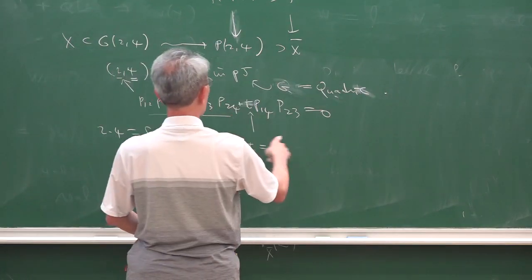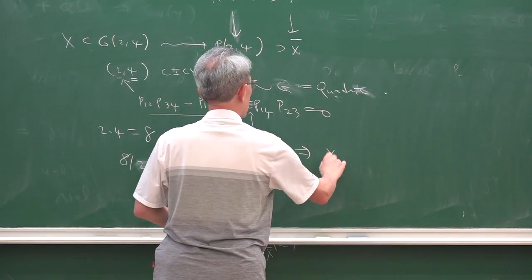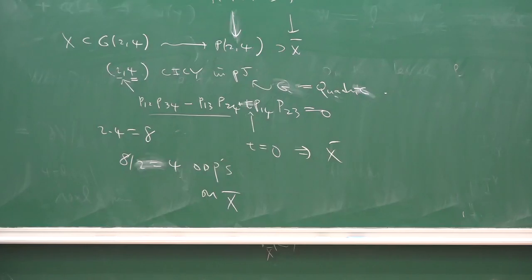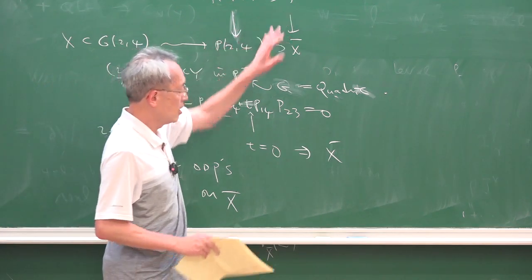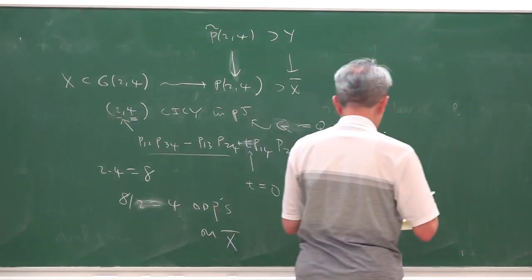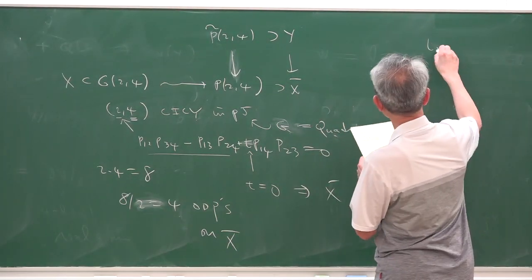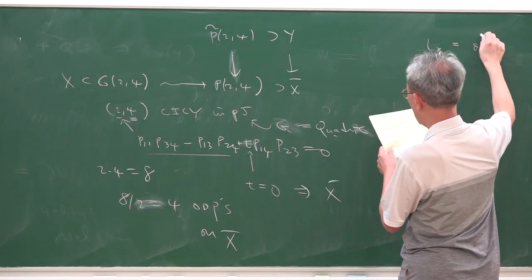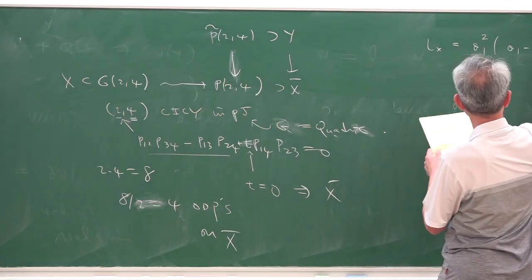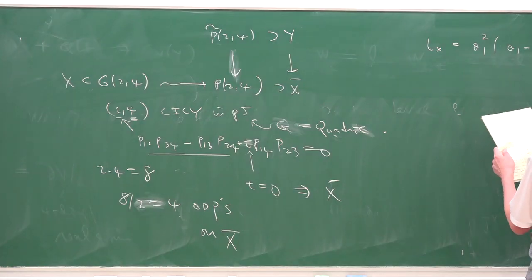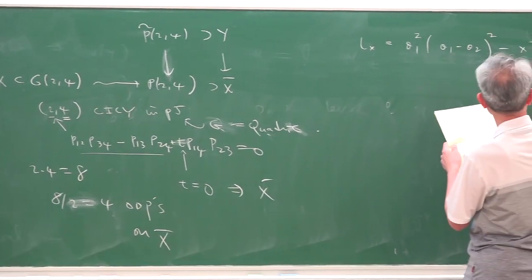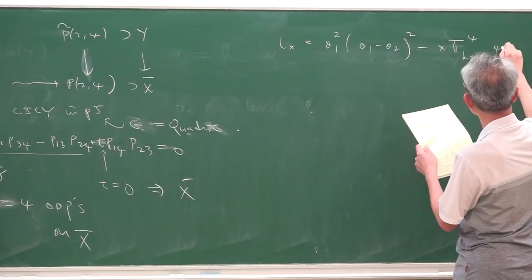So when you take t equals 0, you get S bar. Okay, so that's the standard degeneration. Understand? You have 4 ordinary double points. And then you resolve it to get this Y. And you calculate the Picard-Fuchs equation. You have L_x, which is theta 1 squared, theta 1 minus theta 2 squared, minus x, product over k from 1 to 4, of 4 theta 1 plus k.